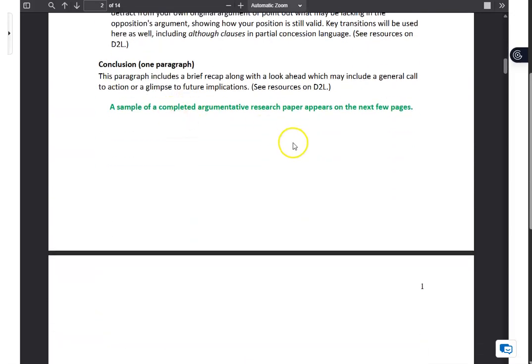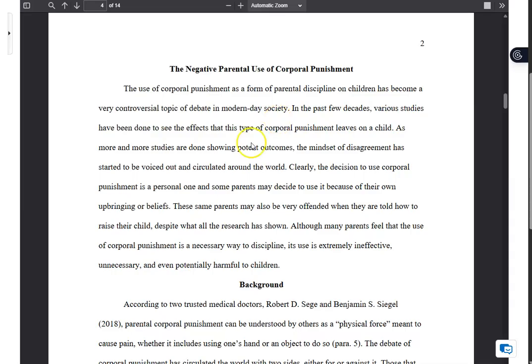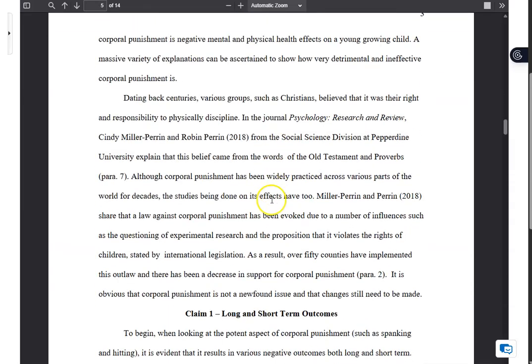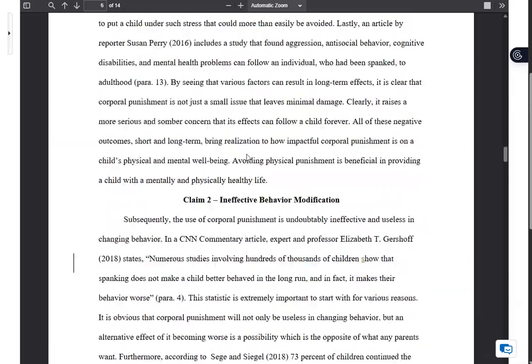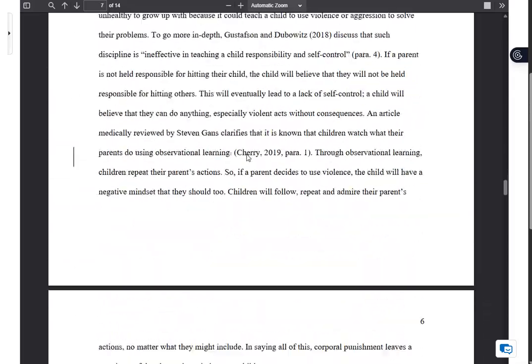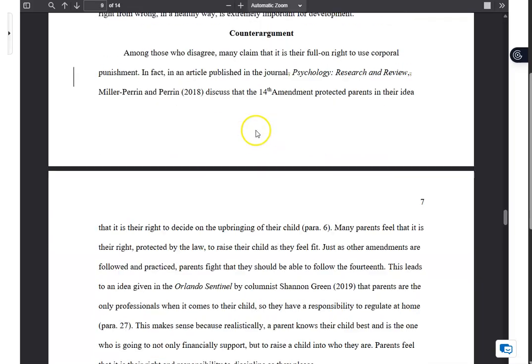And then, of course, down here on page 3, we start with the actual sample. And here it is. Everything you need, including headers and in-text citation examples. We have all manner of elements. We have 2 claims. We have 3 claims. Oh, wait a minute. Here's a curve. We have a 4th claim in here. There's nothing wrong with giving a 4th or a 5th or even a 6th claim if your argument needs it, okay? Then we get into the counter-argument.